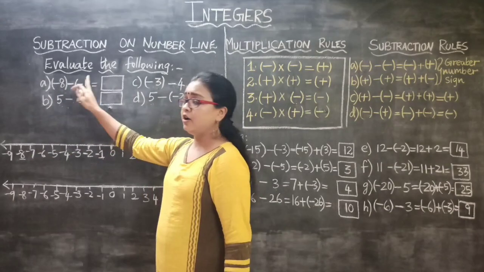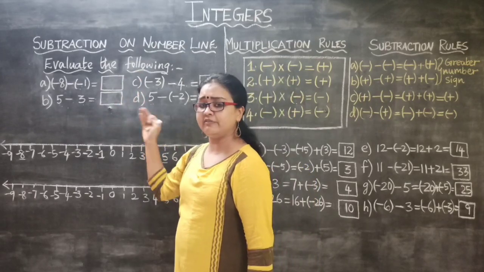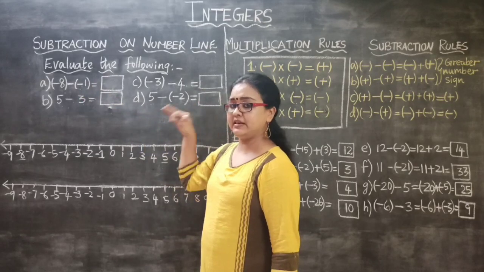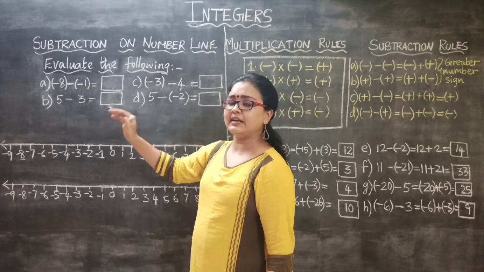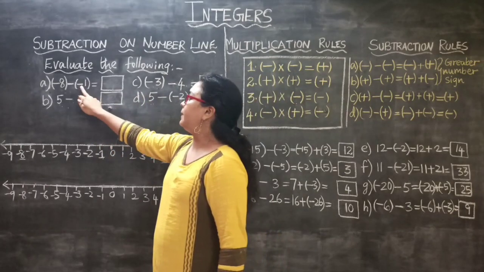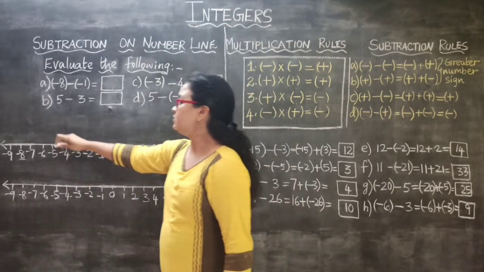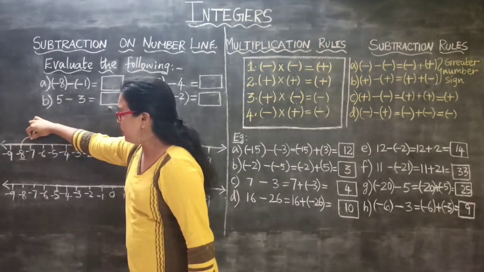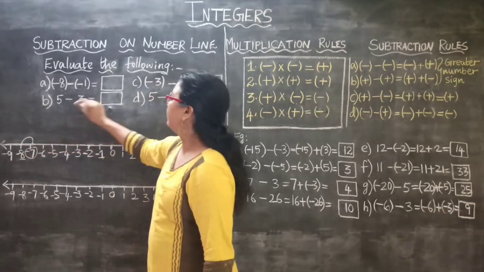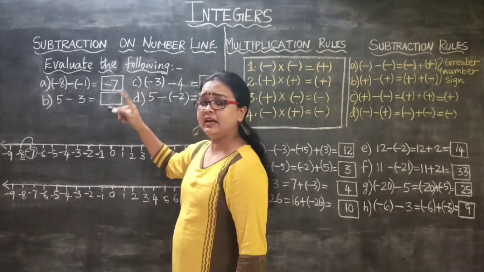In addition, if you see, when a number is specified as negative, we have to move towards the left hand side. But in subtraction, it's opposite. That is, we have to move towards the right hand side. So here, minus 1 from minus 8, I have to move towards the right hand side. From minus 8, when I move one step, I reach minus 7. So that's my answer. Minus 7 is the answer.